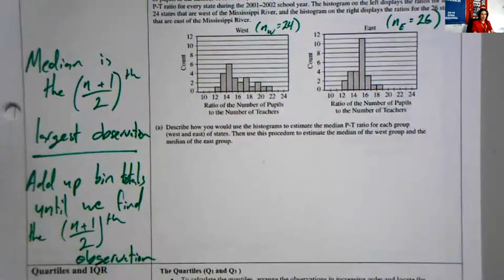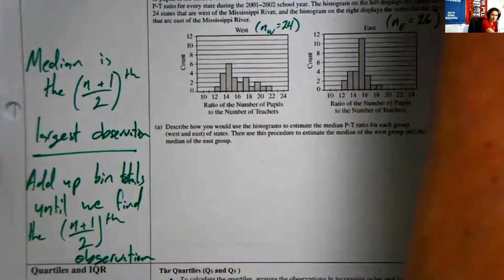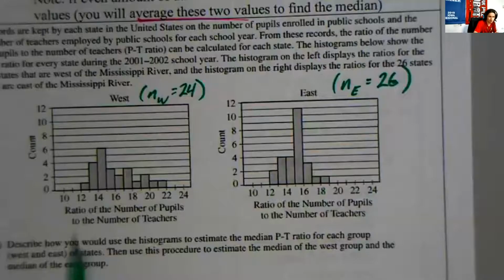People hate that. So that's our description. We're going to add up bin totals until we find the (n plus 1) over 2 th observation. So that's the procedure. Where is it going to be? Let's zoom in. What am I talking about? There's 24 measurements over here.